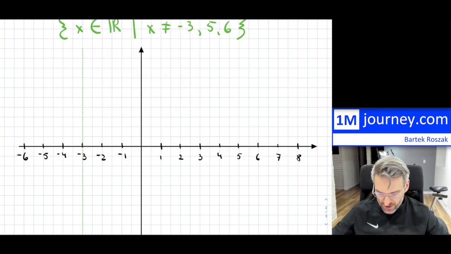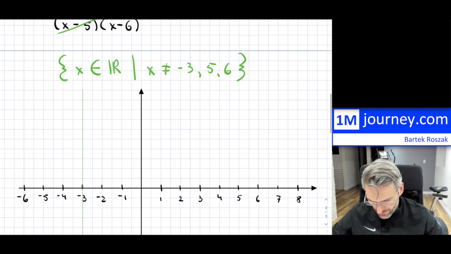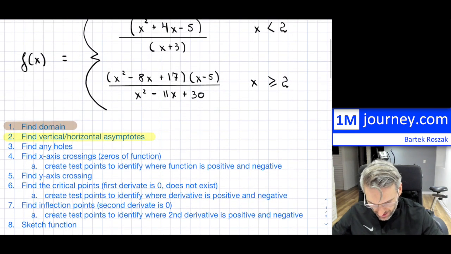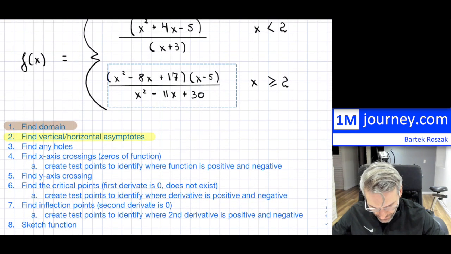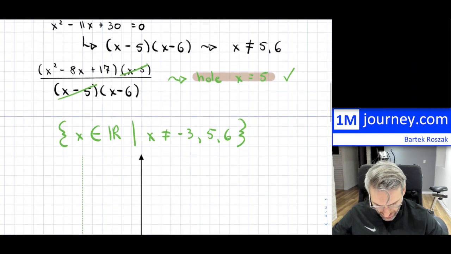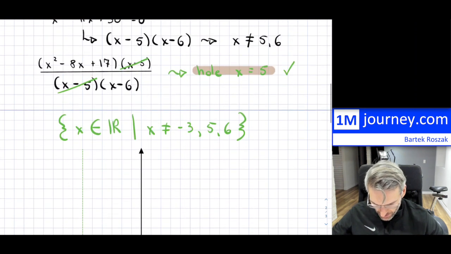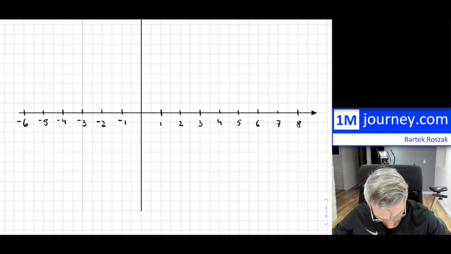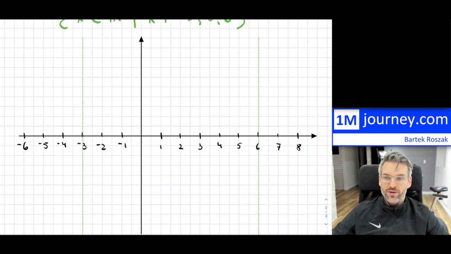All right, I just wanted to sketch this out already. Okay, so we have a vertical asymptote at -3, again, because it's a rational function. And then for the second one, we do have another vertical asymptote that's going to be at x is equal to 6. All right, so I can draw this one in here as well. So here are our vertical asymptotes.